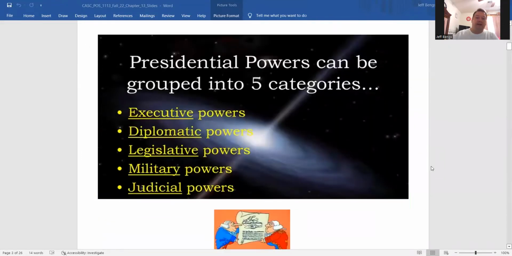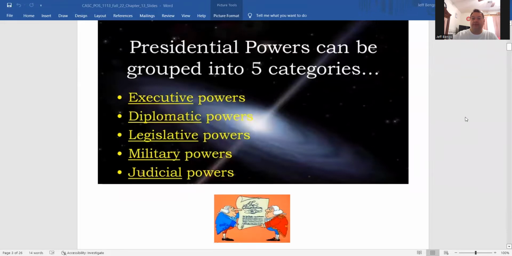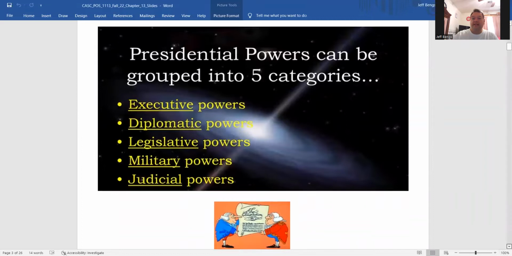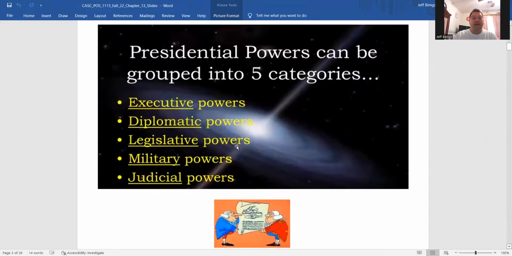We're going to begin with the powers of the president, or presidential powers, as laid out in the Constitution. The idea for the assignment on the presidents is to see how those 5 presidents and their time in office expanded upon the original powers that are found in the Constitution.